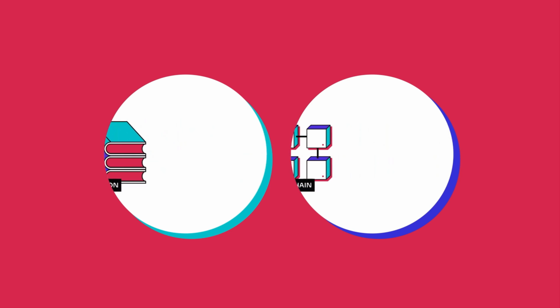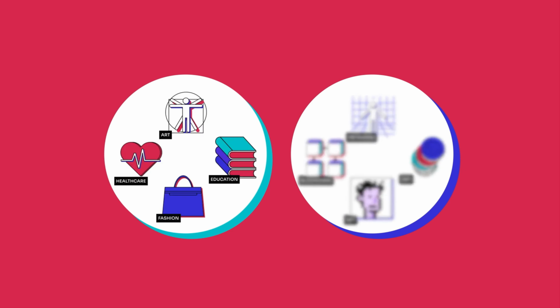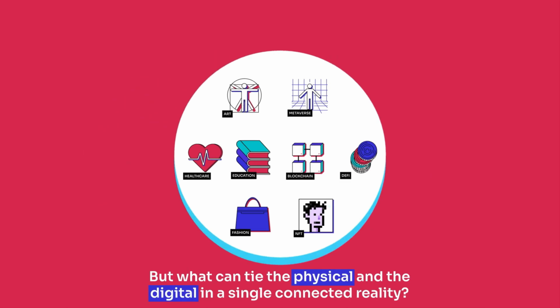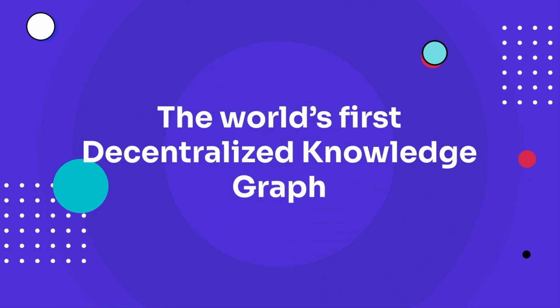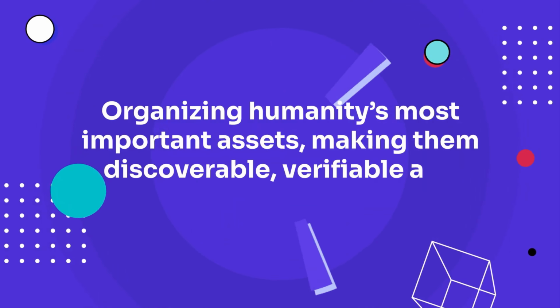In the modules ahead, we'll get practical. We'll learn how to run your own DKG edge node, how to create your first knowledge asset, and eventually how you can even help build or join a context graph yourself. But for now, remember this.